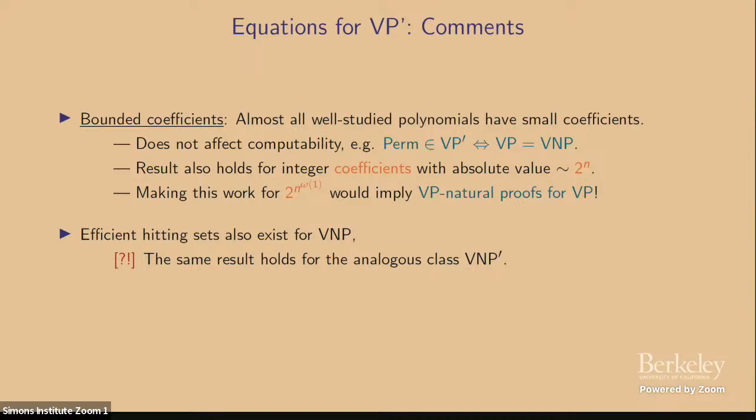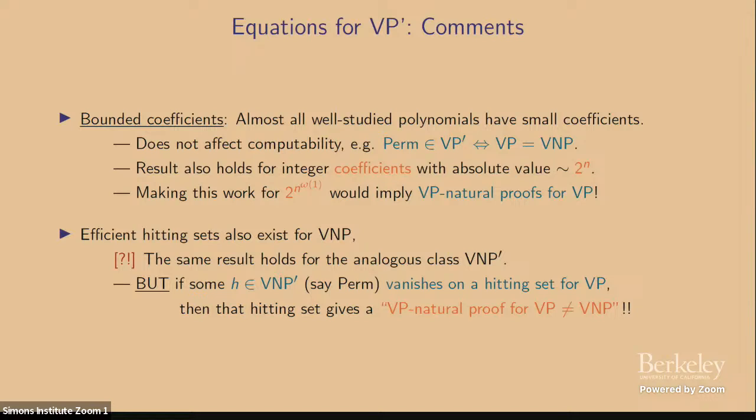Okay. So as we had mentioned, since VNP also has efficient hitting sets, the same thing goes through for VNP prime. But at the same time, if you find a hitting set on which, let's say, the permanent vanishes, or some other VNP polynomial, then you have found a VP natural proof for the separation: a proof that witnesses the separation that you want to witness.